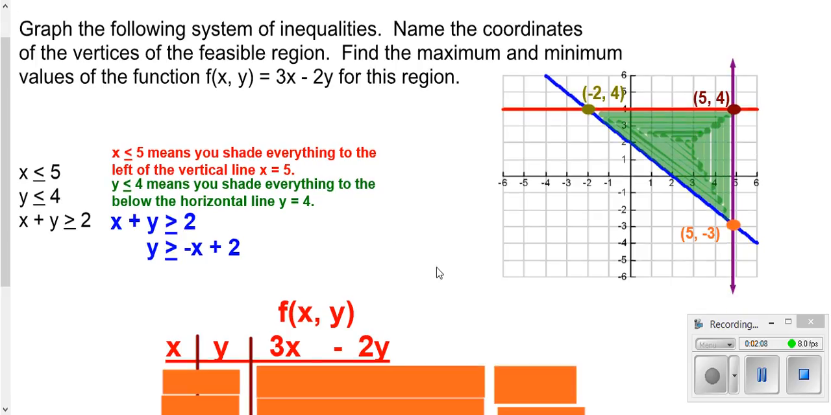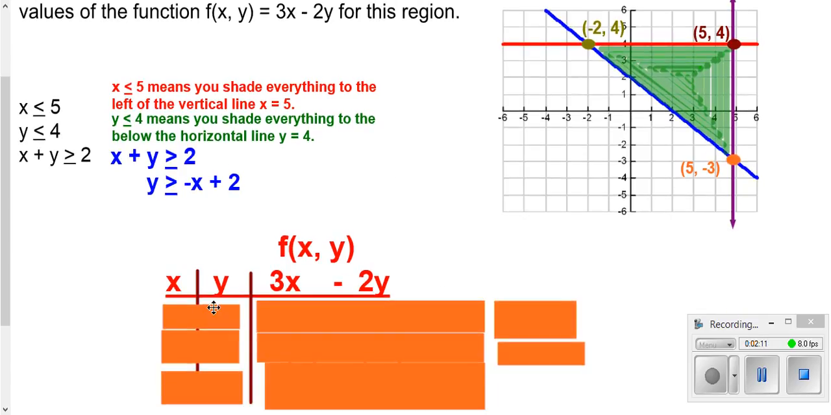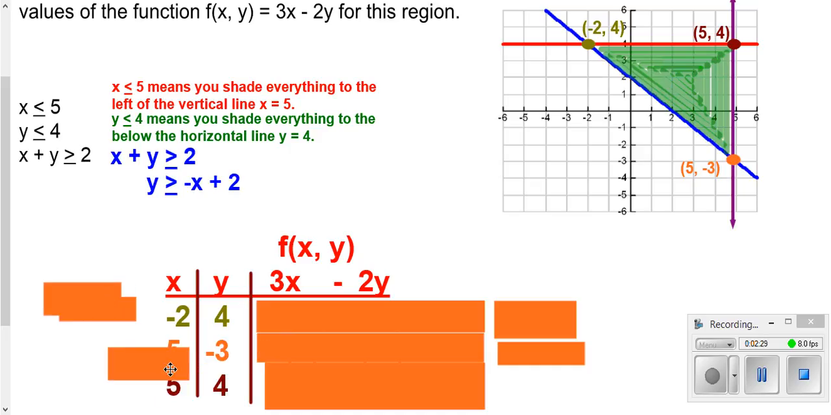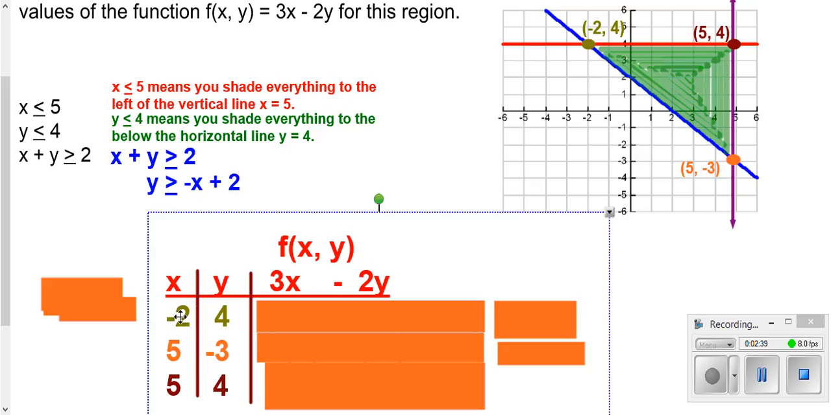Now we want to take those corner points and make ourselves a table. Now normally you're just making an XY table, but we need to add another column here for our function. So I'm going to put my corner points, the -2, 4, the top left corner point. Then I'll put down my 5, -3, the lower right corner point, and then I'll put my last corner point, the upper right one of 5, 4. The order in which you put them in here doesn't make a difference, but make sure you have the coordinates matching because they go to the same point.